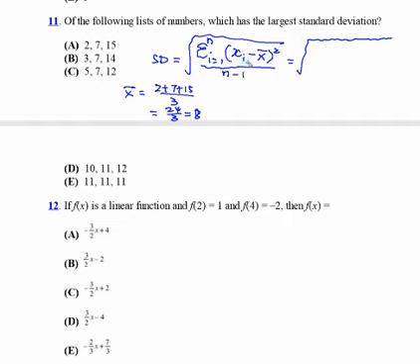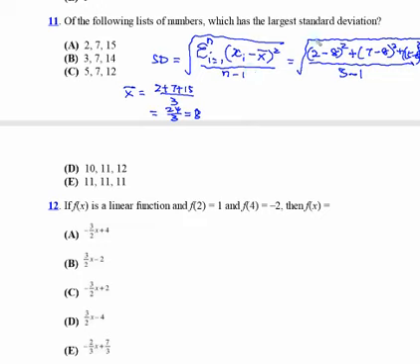Now let's consider i equal to 1 first. The first term is 2. 2 minus 8, then you square it. Then you have a summation, that means you add 7 minus 8 squared, plus 15 minus 8 squared. And then remember, divided by how many terms? 1, 2, 3. So it's 3 minus 1.